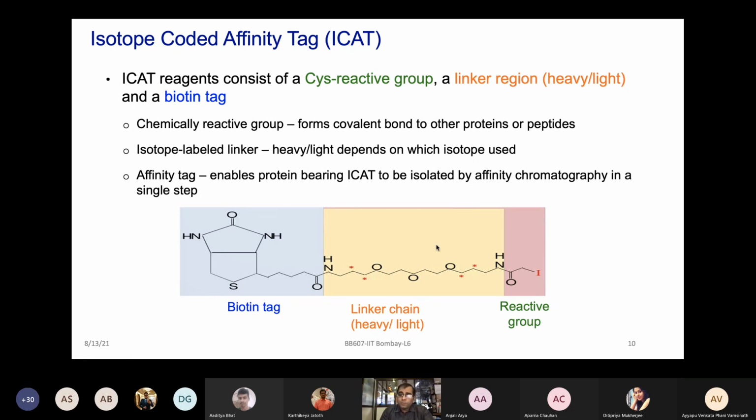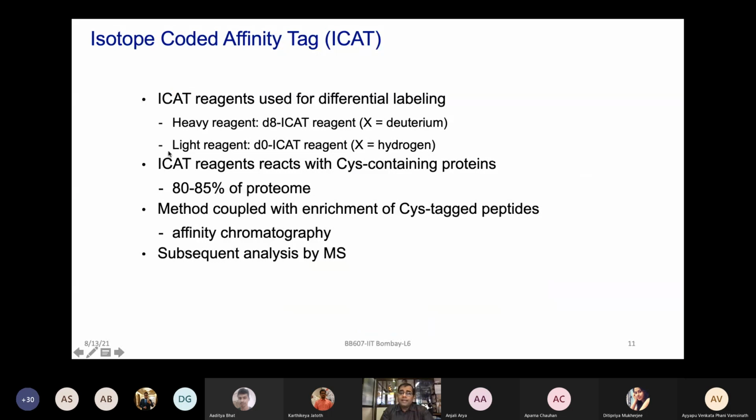Because we are doing quantitative proteomics, our aim is to compare control versus test. So let's say control sample, you are labeling with the light ICAT, and your disease sample you are labeling with the heavy ICAT. So these ICAT reagents became very important. One was based on deuterium, D8 ICAT, heavy ICAT, and the other is the light ICAT, which is based on hydrogen. So now this is the difference among these two ICAT reagents, and ICAT was targeting cysteine containing proteins.